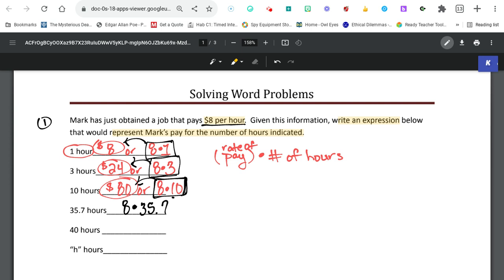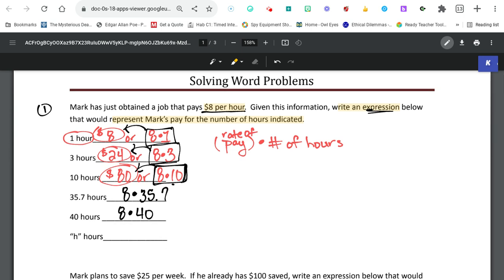It will actually be $285.60, but again, that's not going to be my focus. My focus is writing these expressions. And for 40 hours, it's going to be $8, but he's going to make $8 40 times, which will actually be $320. But again, the focus is on writing the expression, not getting the actual pay.